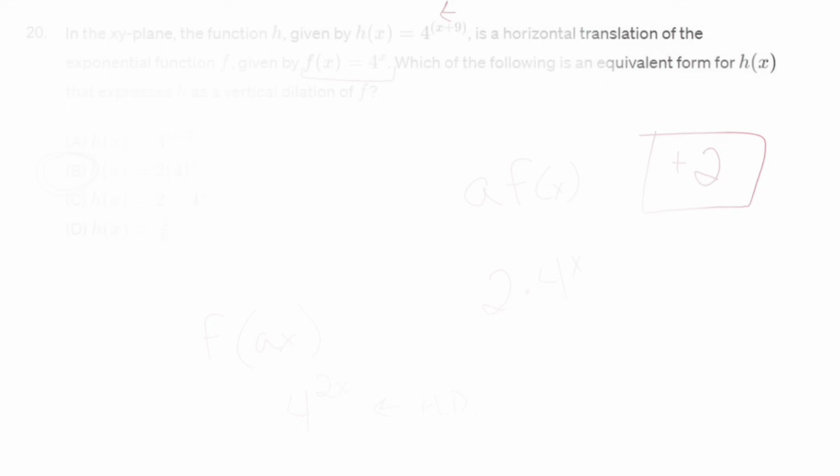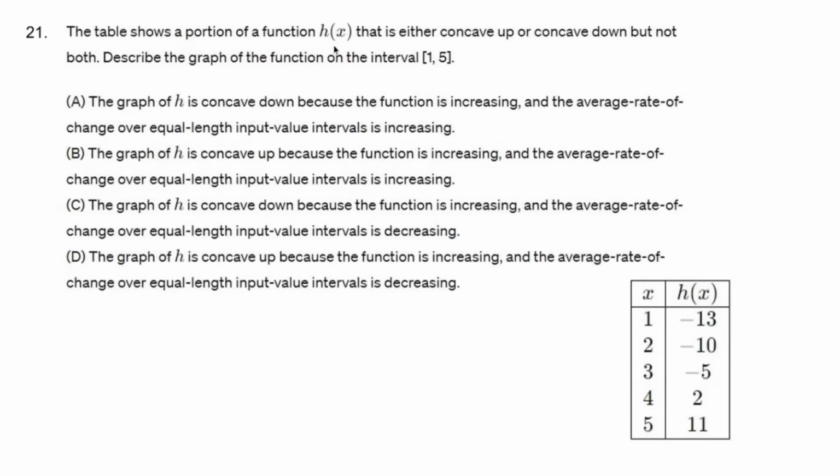Hope this helps. The table shows a portion of function h of x that is either concave up or concave down, but not both. Describe the graph of the function on the interval 1 to 5. So here we go. We have our graph between 1 to 5. And it's telling us right now that it's going to be concave up or concave down. So what I'm going to do is I'm going to find the rate of change, which gives us our linear change. And so this is going to help us figure out what the average rate of change is going to be. So linear is also like when you're finding the regular rate of change.